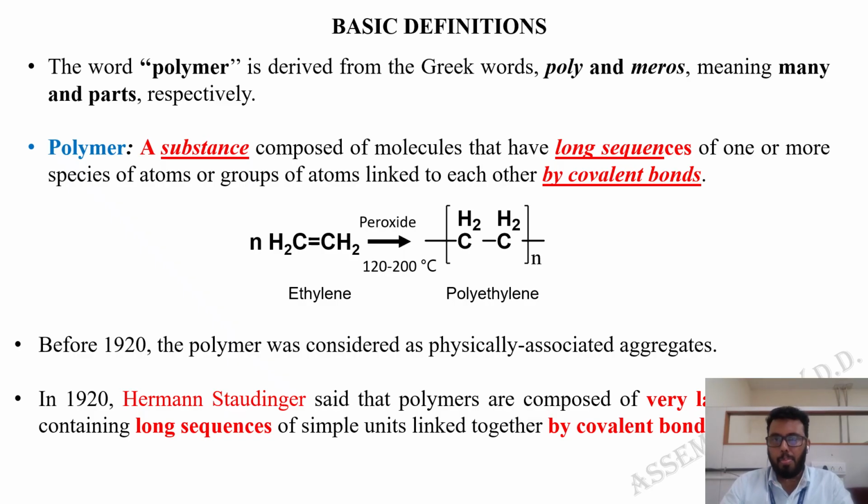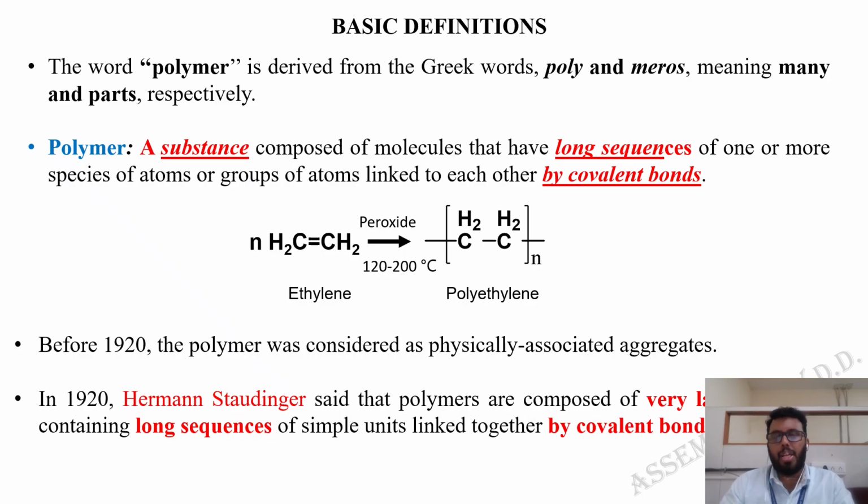Polymer is derived from the Greek words poly and meros. Poly means many and meros means parts. So the many parts, like a single unit, when it is repeating, will form many units connected together. That will constitute a polymer.